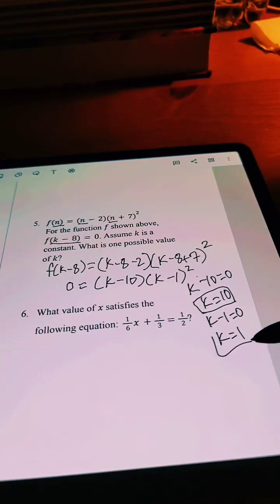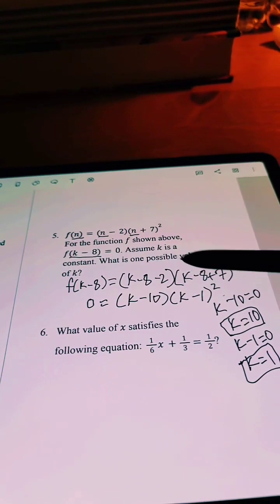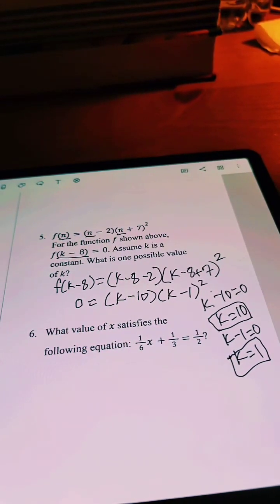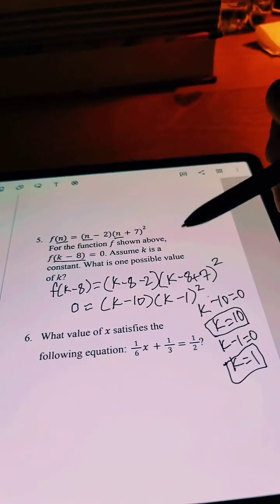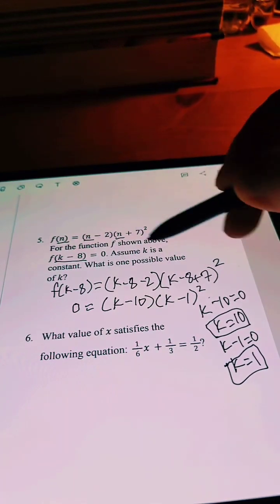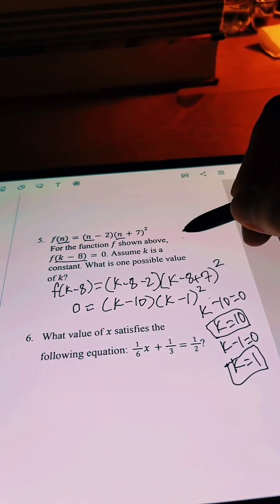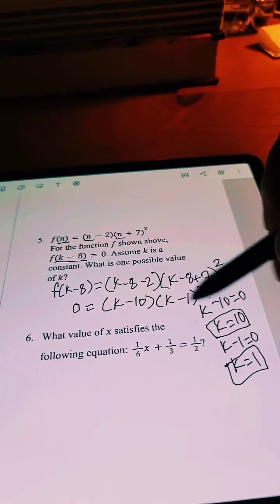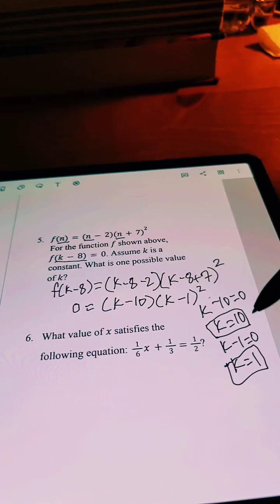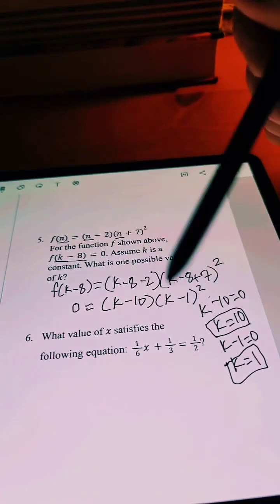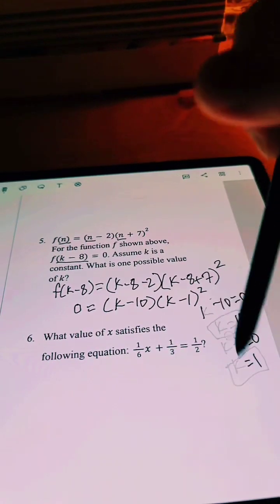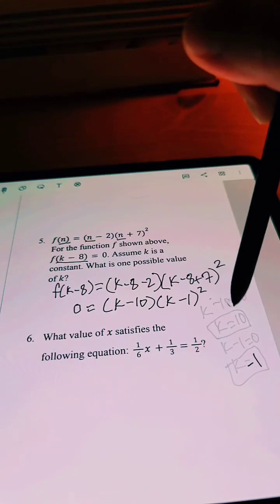Either of these would be acceptable answers because it's just saying what is one possible value for k. They didn't specify which one you had to pick. Now, what they might do on the exam as a variation of this type of problem is they might say, assume that k is a constant greater than 5, for instance, and then you know I have to pick 10. If they said something like that, then you would only have to pick the one that fits the rule they give you, but they don't do that here, so you could just pick either one and it would be okay.